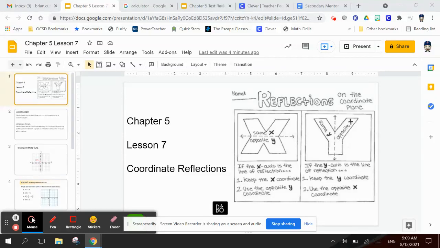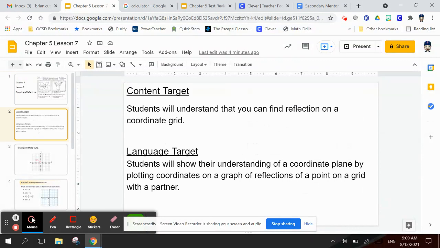Chapter 5, Lesson 7, Coordinate Reflections. Content target: students will understand that you can find reflections on a coordinate grid. Our language target: students will show their understanding of a coordinate plane by plotting coordinates on a graph and reflections of a point on a grid with a partner.